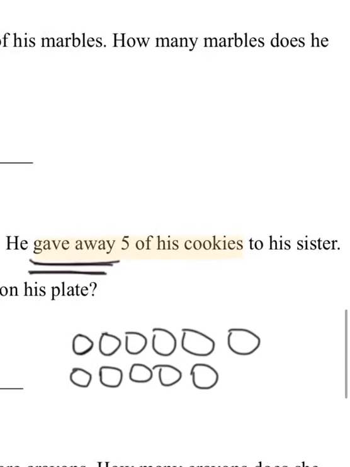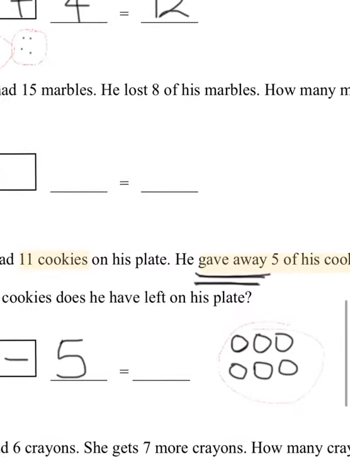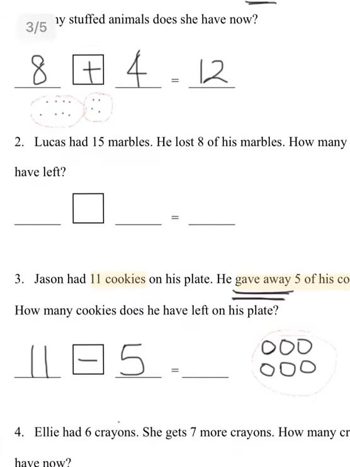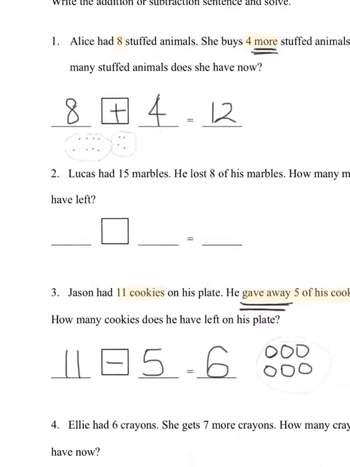We're going to subtract 5 from 11. So we have 11 cookies right now. And we're going to subtract 5. 1, 2, 3, 4, 5. And we can tell that we have 6 cookies left. So 11 minus 5 is 6. So he has 6 cookies left.